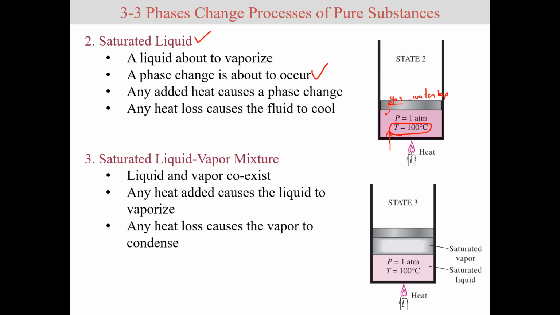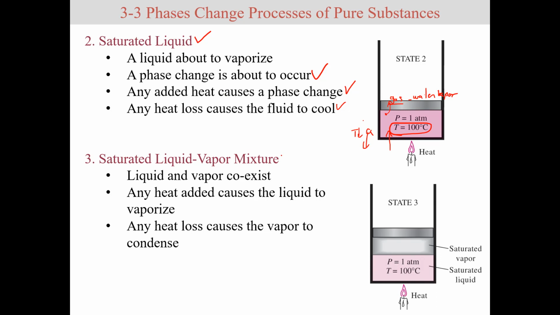So as it turns from water, what happens is I add more heat, it causes a phase change. If I remove heat, it causes the liquid to cool, right? If I lose heat, the temperature goes down. So that's what a saturated liquid is. A saturated liquid is a water or any liquid. It's a liquid about to boil. It is at the boiling point and boiling. So that's the second stage.